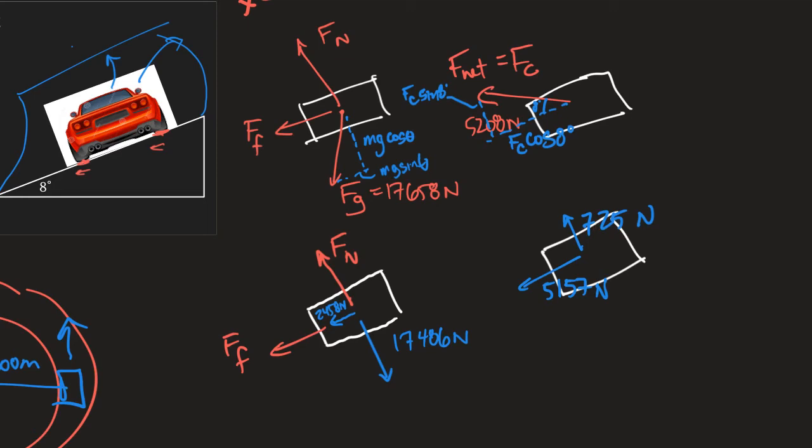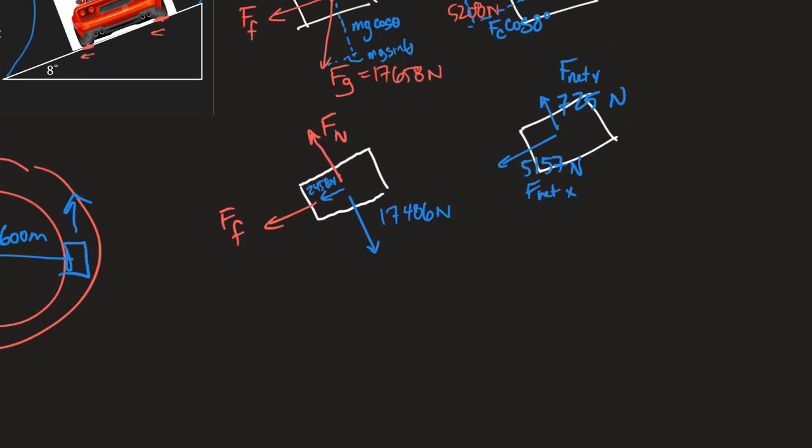To make this a little more formal, why don't we name some stuff? We're going to name this force here F net in the y direction, and we'll name this F net in the x direction. So let's look at those two separately. In the x direction, F net in the x direction is going to equal, well, we have two forces here. It's going to equal the force of gravity in the x direction, this force here, and then the force of friction. Remember, we said the positive x is down the ramp.